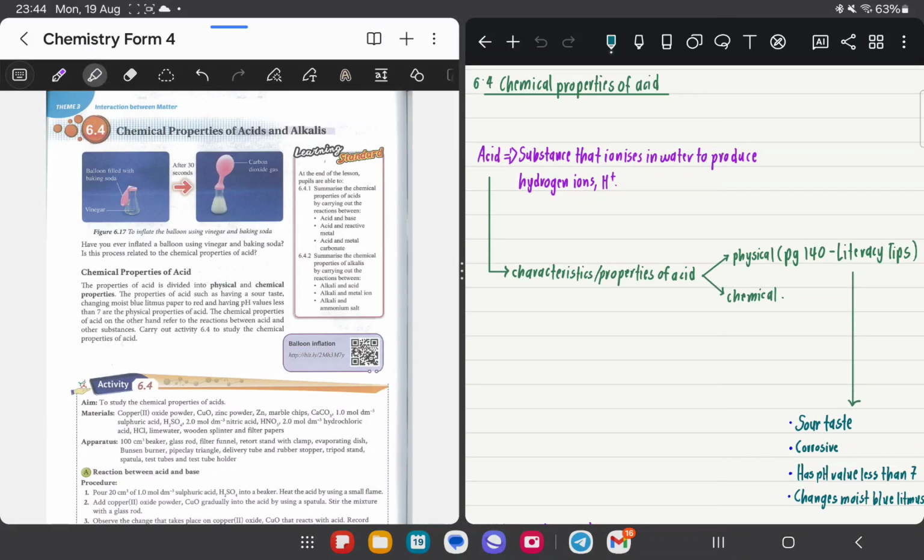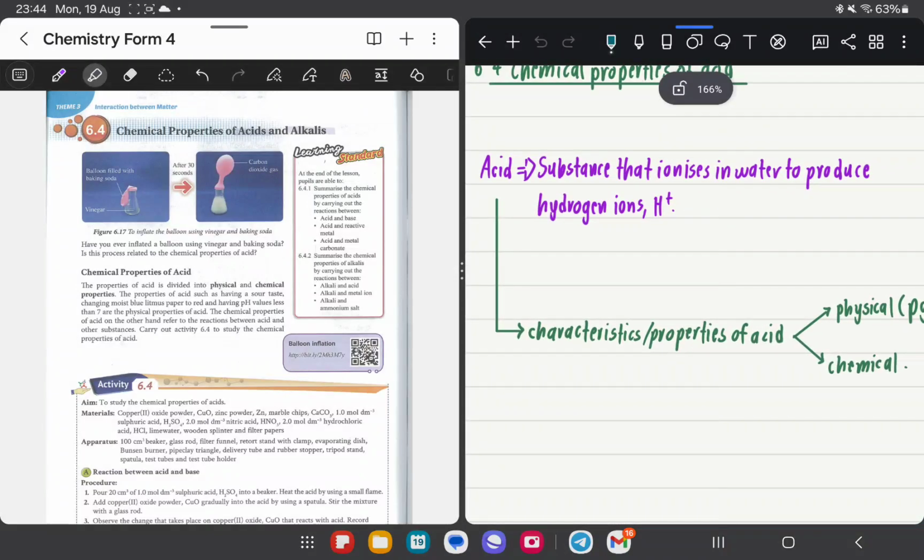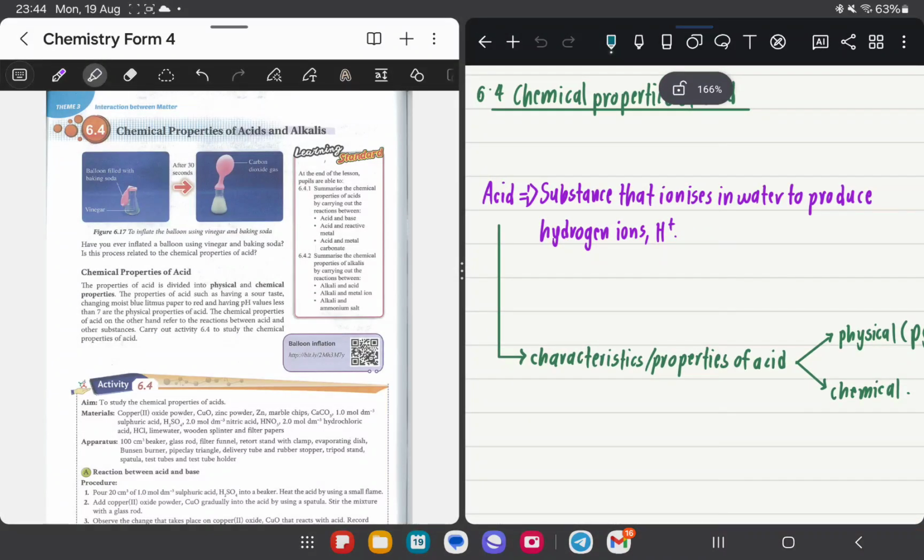But before that, we recap a bit. You can see my handwritten notes on the right hand side. What is acid? Acid is a chemical substance. Actually, I missed the word chemical here. A chemical substance that ionizes in water to produce hydrogen ions, H plus. That is the basic definition of acid. You should remember this because this can be asked in paper 2.